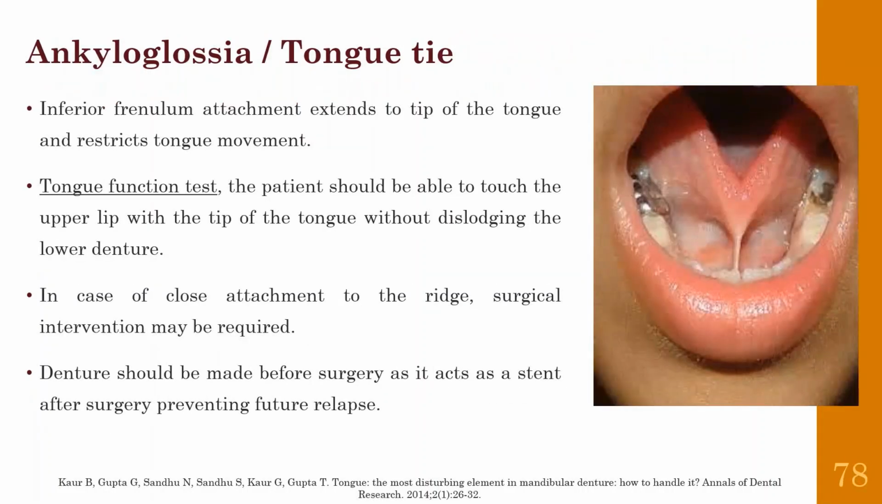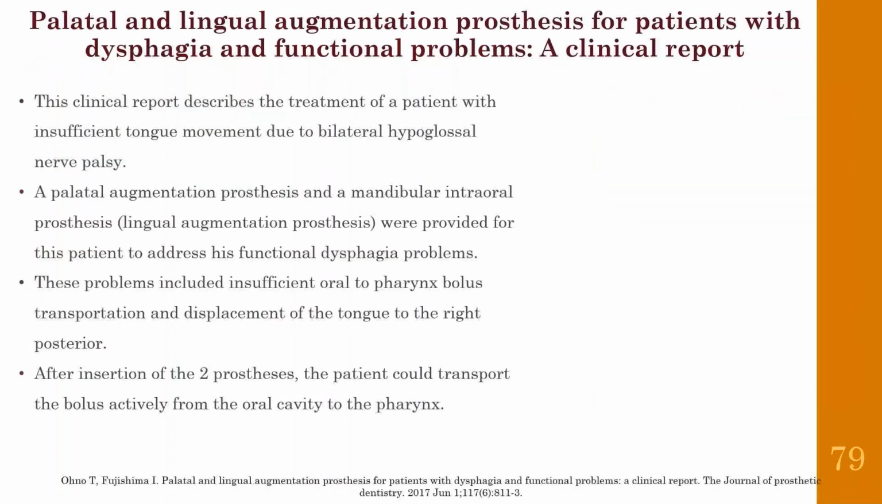Ankylosing tongue tie: the inferior frenal attachment extends to the tip of the tongue and restricts tongue movement. In the tongue function test, the patient should be able to touch the upper lip with the tip of the tongue without dislodging the lower denture. In the case of close attachment to the ridge, surgical intervention may be required. The denture should be made before surgery, as it acts as a stent after surgery to prevent future relapse.